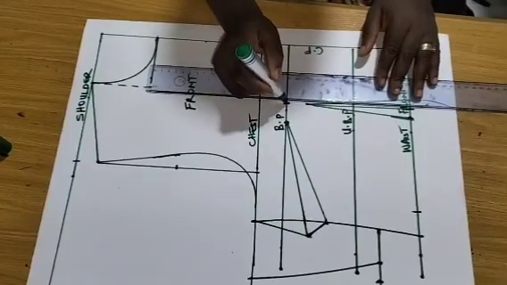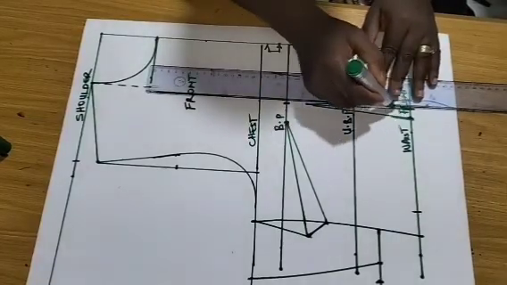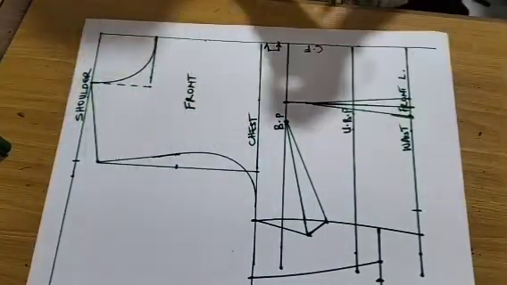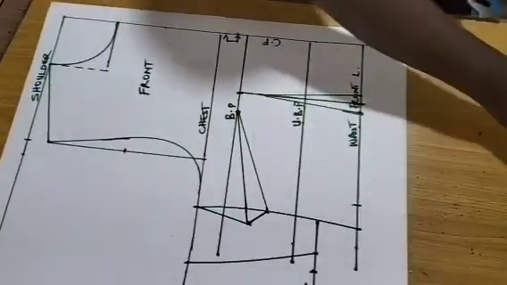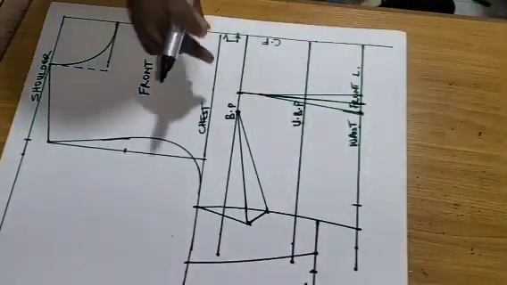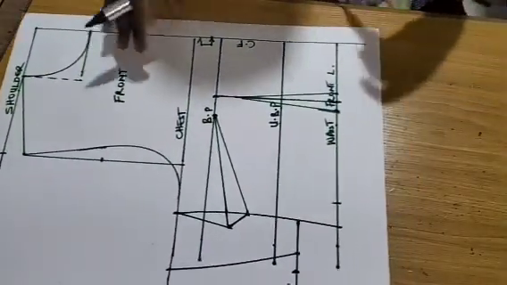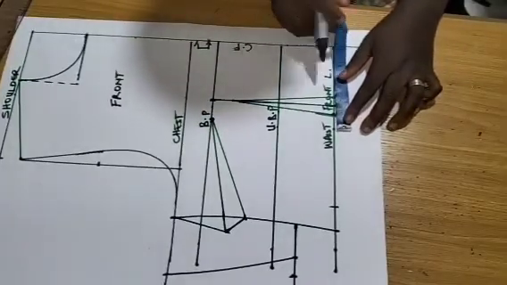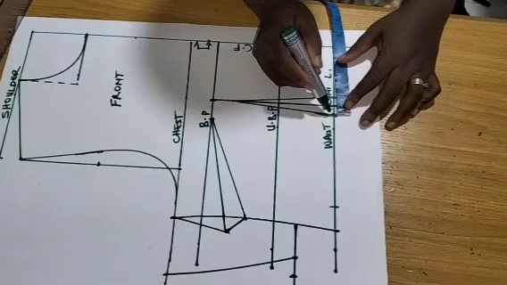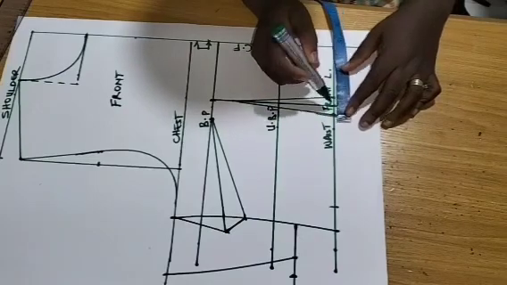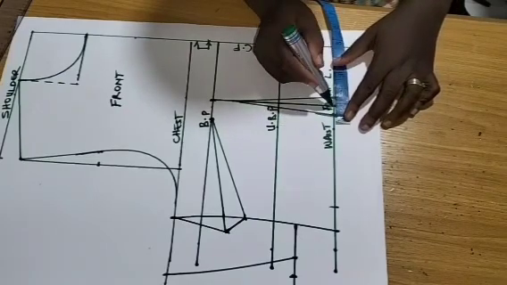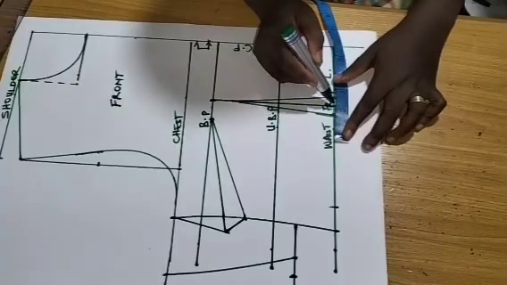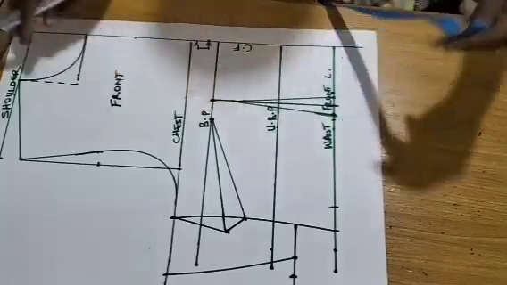This is my bust point. I will extend my dart to the bust point. That is the first thing you do to your basic bodice pattern. Like I said, go back and watch how to draft this basic bodice pattern so you can follow along. Here on my basic bodice pattern, the dart is 1 inch. I'm going to increase it to 1.5 inches. That is, from the center line I'll take 0.75, and from here I'll take 0.75.